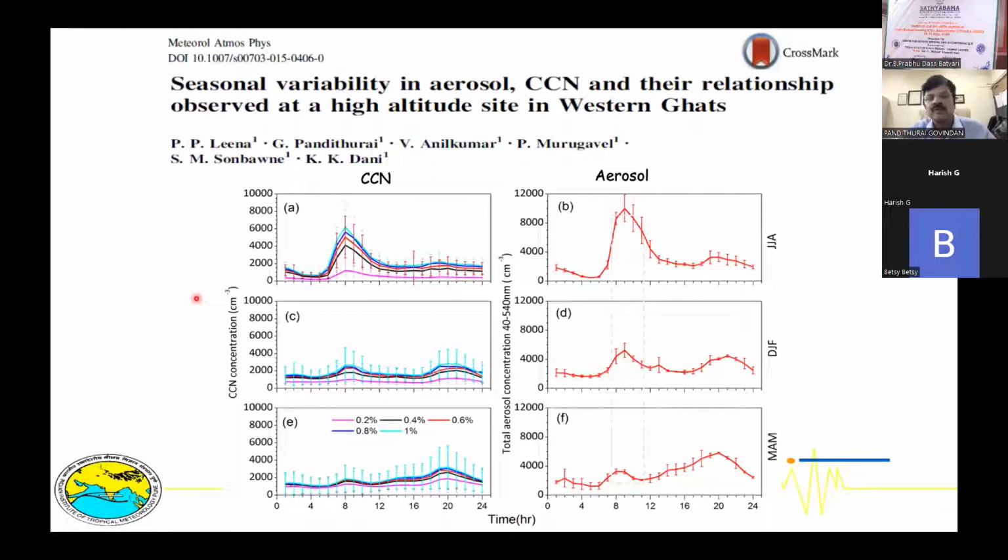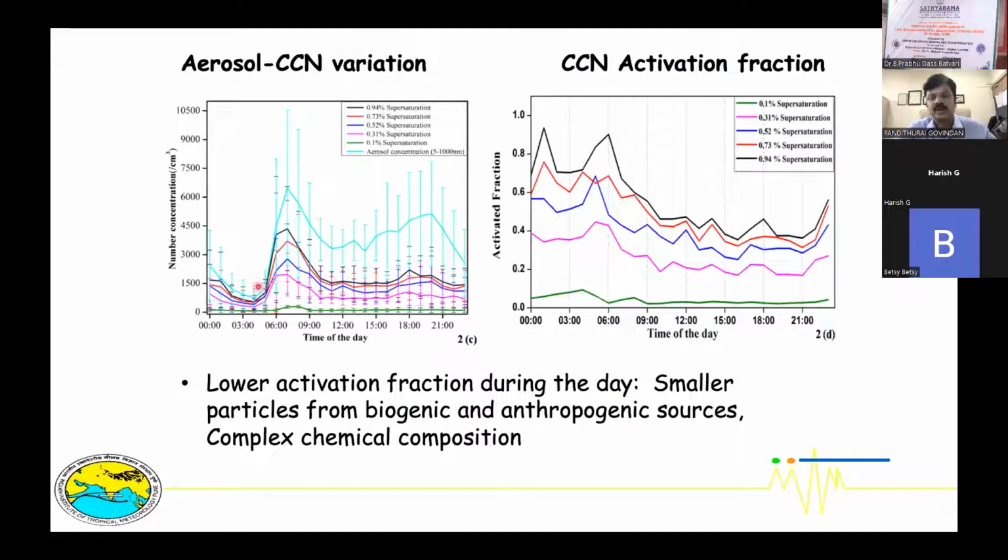So you can see the variability of aerosol and cloud condensation nuclei. These are some seasonal and diurnal variations. You can see different seasons have different diurnal patterns, and the CCN also has a similar diurnal pattern. What you notice here is the activation fraction, which is nothing but the ratio between CCN and aerosols. If all aerosols get activated as CCN, then the fraction is 1.